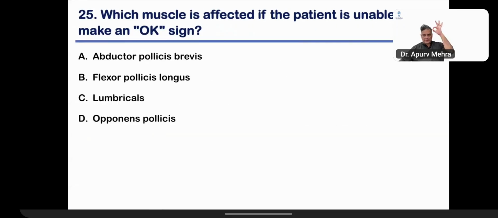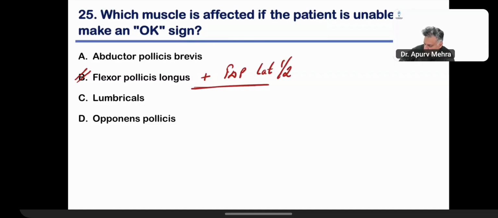Which of the following is required for the OK sign? Flexor pollicis longus is required. And FDP lateral half. Both are supplied by the anterior interosseous nerve.